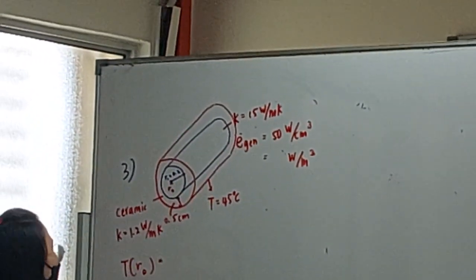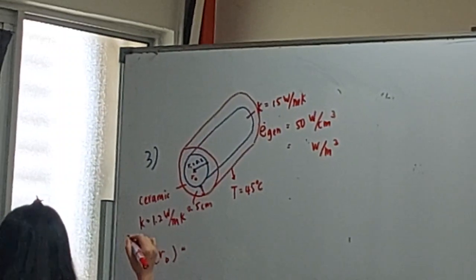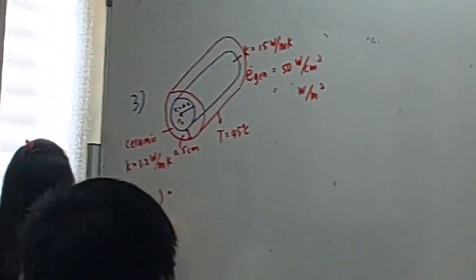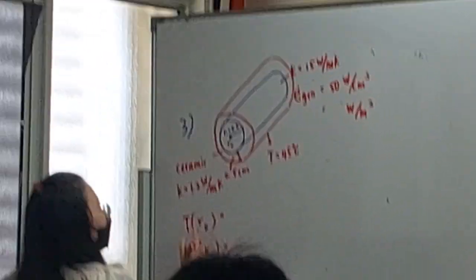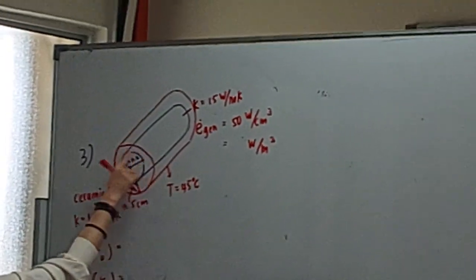Okay, so they want to find the interface temperature. So which is R1, R0 and R1 at the center and also at the surface. So how?